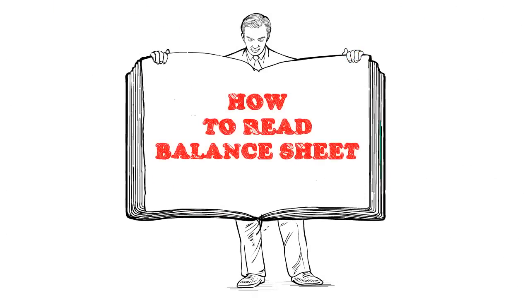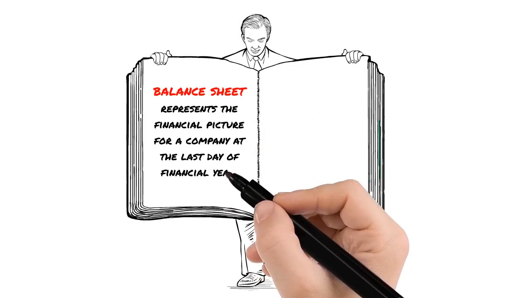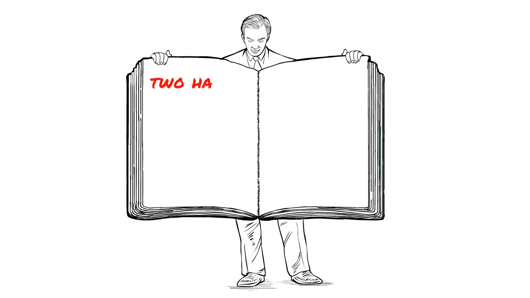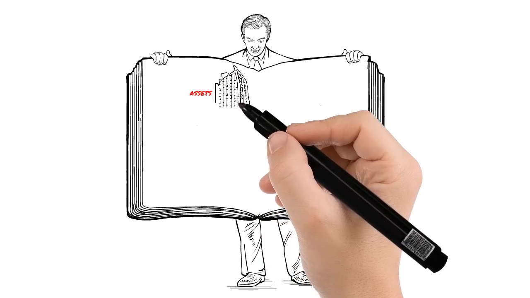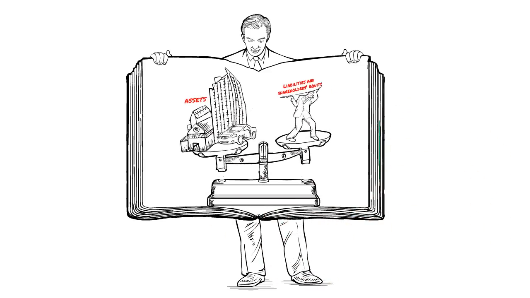How to read a balance sheet. The balance sheet represents the financial picture of a company on the last day of the financial year. The balance sheet is divided into two halves: assets, and liabilities and shareholders' equity. Generally, assets equal liabilities plus shareholders' equity. Both halves are always in balance.